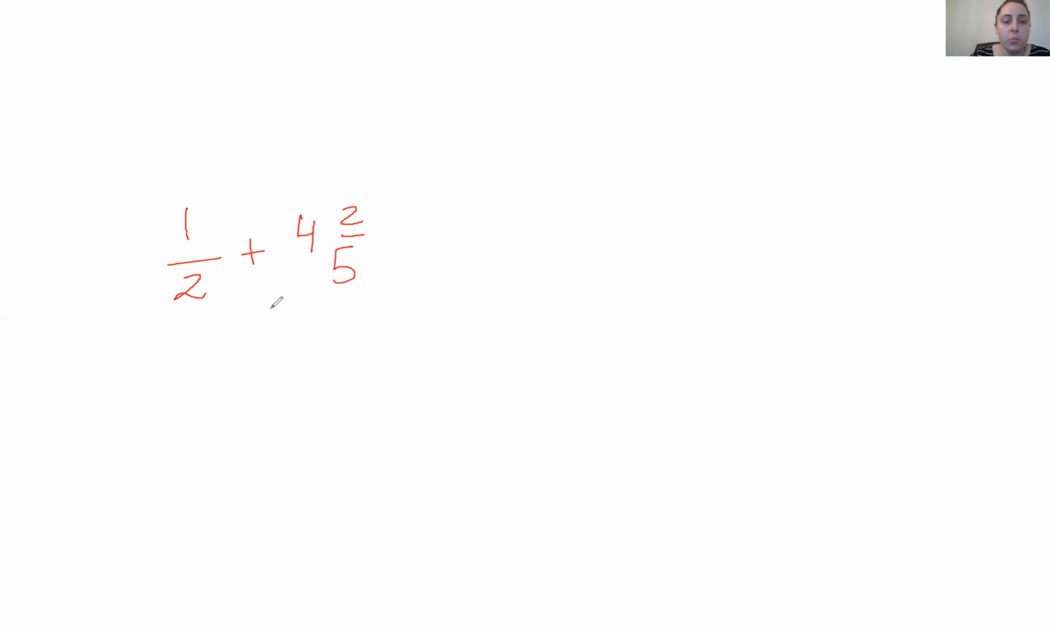Okay, so the way that I like to do these is I like to change them both to improper fractions, or in this case, the 1 over 2 is already a proper fraction. It's fine, so we'll leave that as 1 over 2. So we're going to change this to an improper fraction. Improper meaning the number on the top is bigger than the number on the bottom.